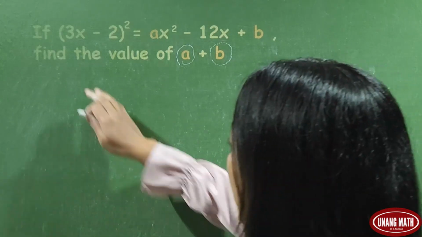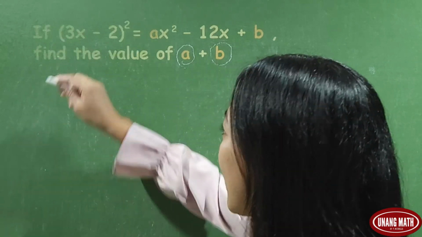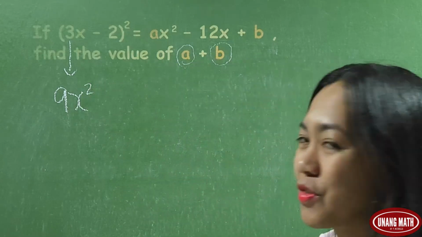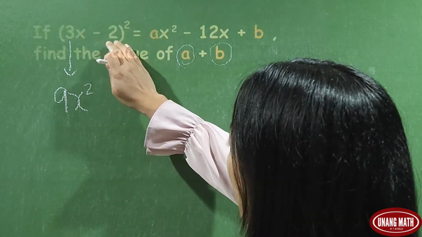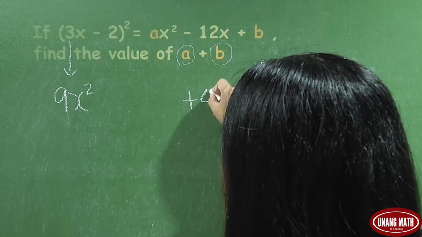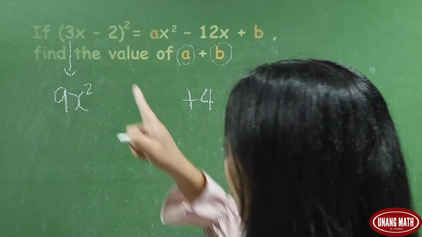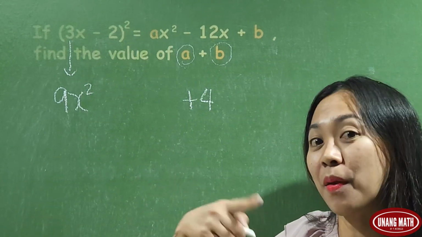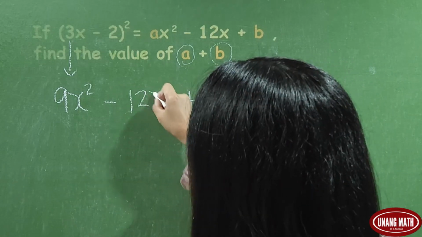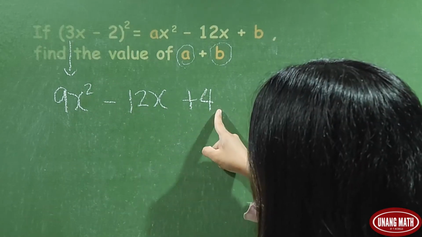So using the pattern, here is 3x times 3x, then that would be equal to 9x squared. Okay, what about negative 2 times negative 2? So we have positive 4, so plus 4. And then 3x times negative 2, then that would be negative 6x. Times 2, then we have negative 12x. So minus 12x. So 9x squared minus 12x plus 4.